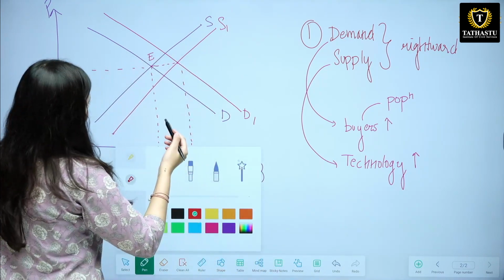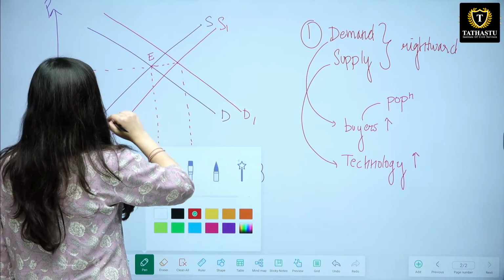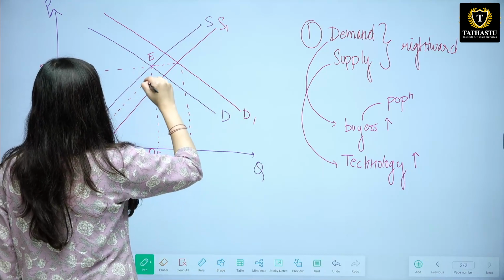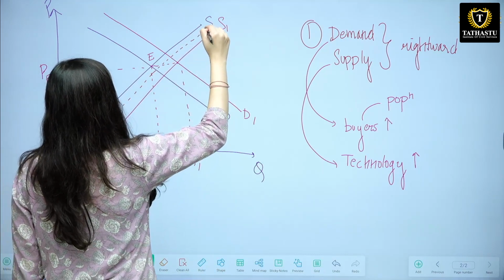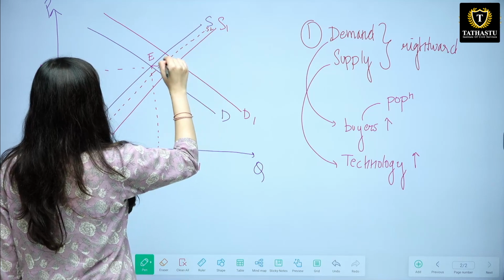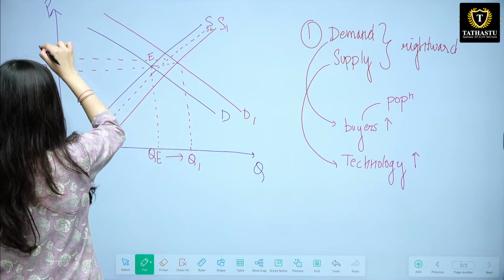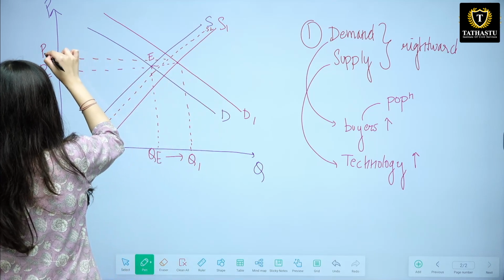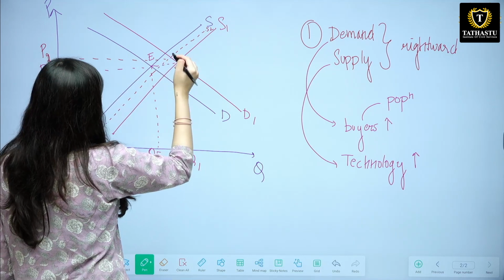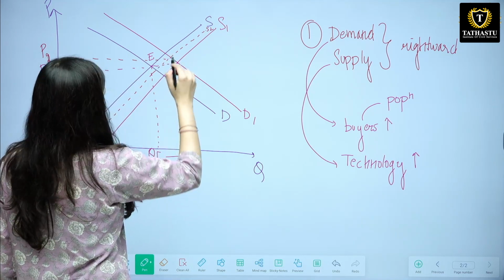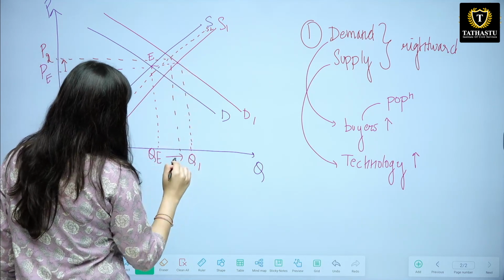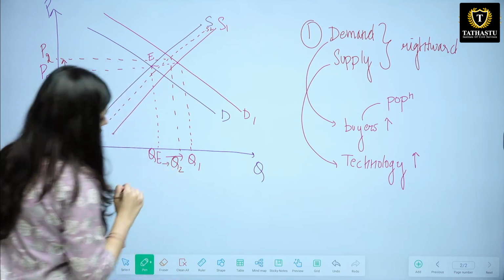In second case, let's keep demand constant and let's say the supply, it increased less compared to demand. Okay, so in this case what will happen? The price will increase. Okay, and your quantity is still increasing but with less amount.